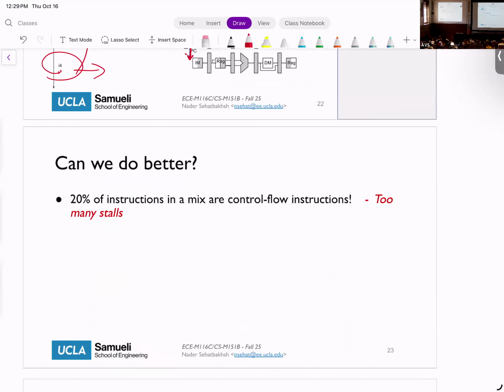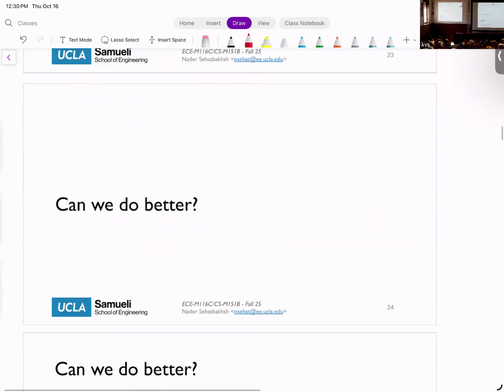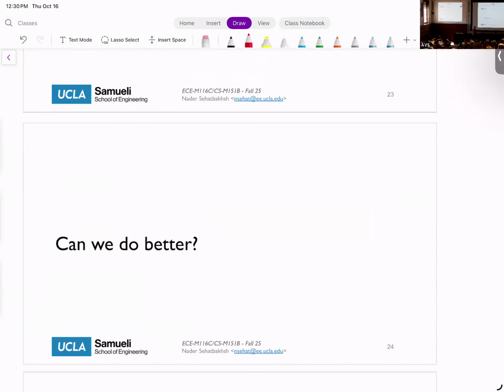And if I'm stalling 3 cycles each time that I see a branch, you can actually compute your CPI to see what the average CPI would be. But 1 out of 5 instructions, you're stalling your processor 3 times. Okay, so your performance is not going to be great. So the question is how we can make this better, right? Obviously stalling is an option, but it's not an option that we like.